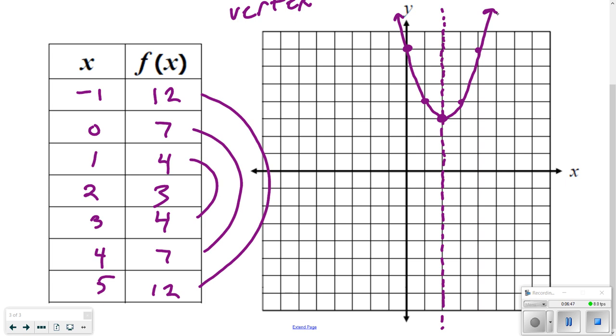We will talk later on how we can use our calculators to generate these tables for us, but for now, it's just a good refresher on how to plug in numbers and evaluate functions.